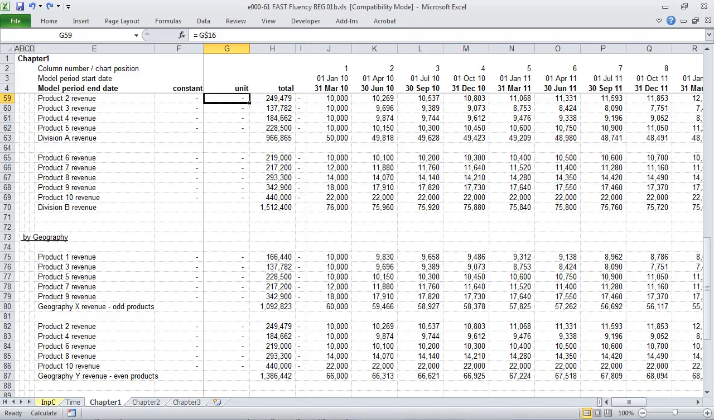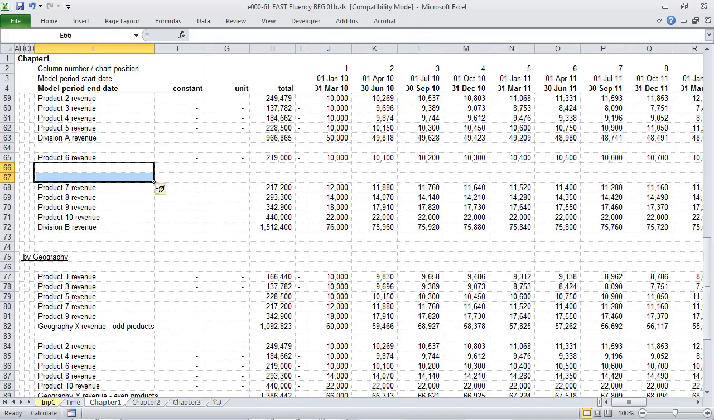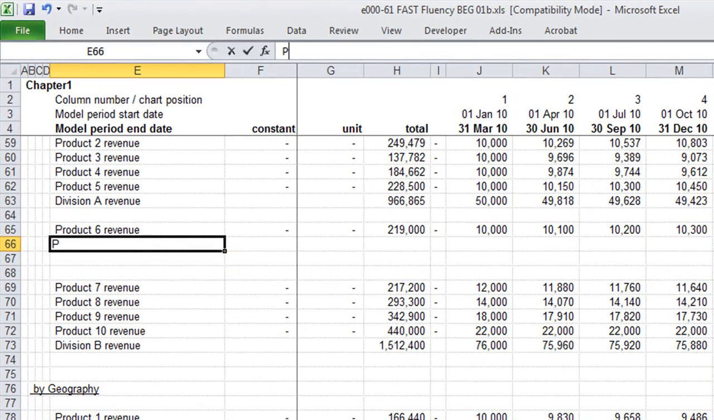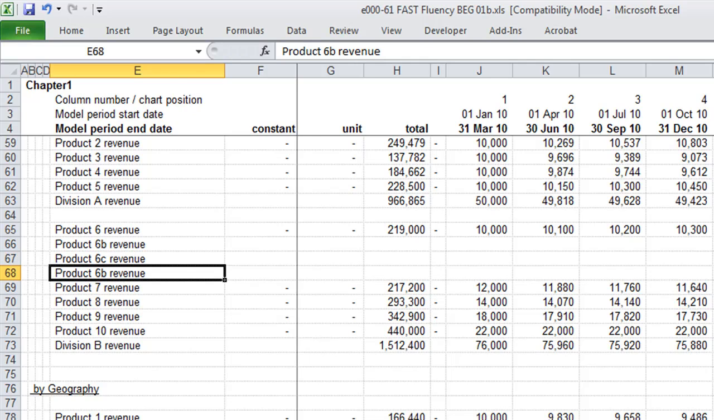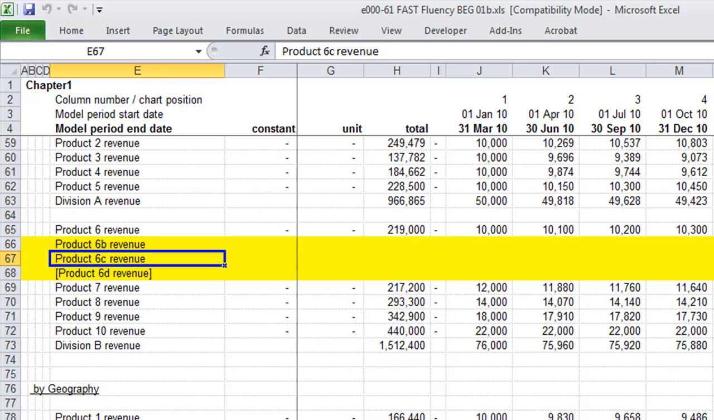And we might have a situation where we need to forecast some new products coming in with Division B, let's say. With Division B we're going to add, how about 3 new products. Product 6B, we'll say these are going to be variants on product 6. I'm not being very creative today, but we'll go ahead and make product 6B, 6C, and 6D revenue.